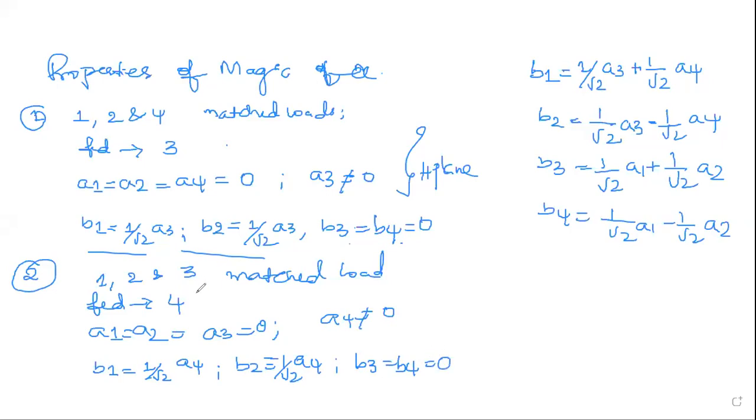Now you know that this fourth port acts as your E plane T. Whenever you give the input to that port, it will equally divide between two ports, but with a phase shift of 180 degrees. You can see here B1 is 1 by root 2 A4, B2 is minus 1 by root 2 A4, and B3 and B4 are equal to 0, where there will be no output. So this is a property of an E plane T.